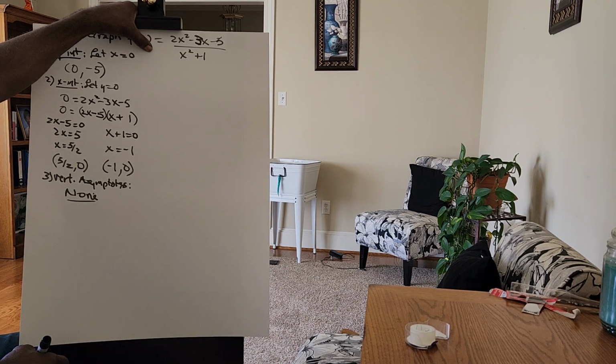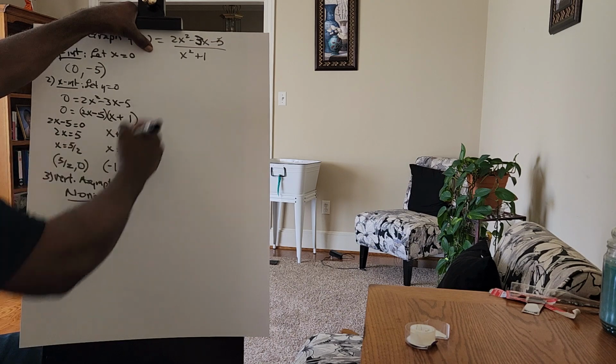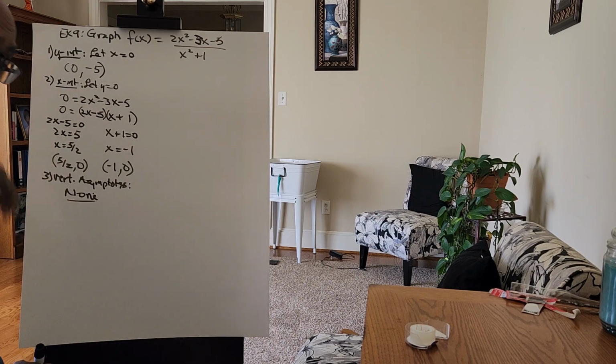There are no vertical asymptotes. My denominator will never be 0. I can't factor x squared plus 1. Okay? I can't do it. So there are no vertical asymptotes.